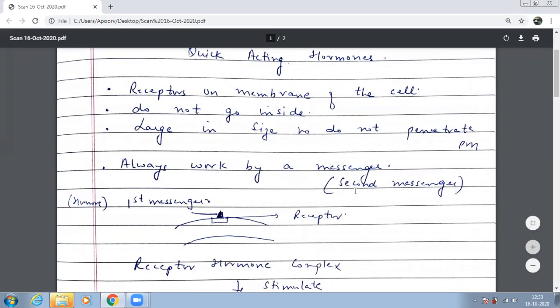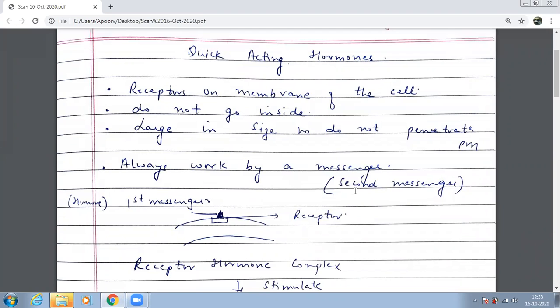They always work with the help of what? With the help of a second messenger. I'll tell you how. The first messenger is your hormone. Your hormone is considered to be the first messenger.